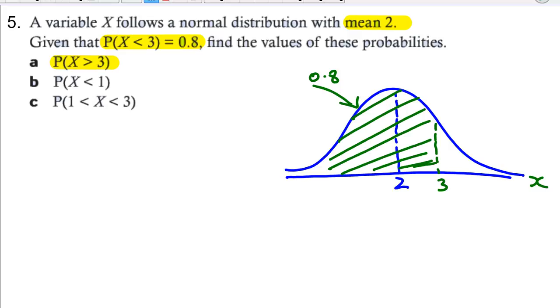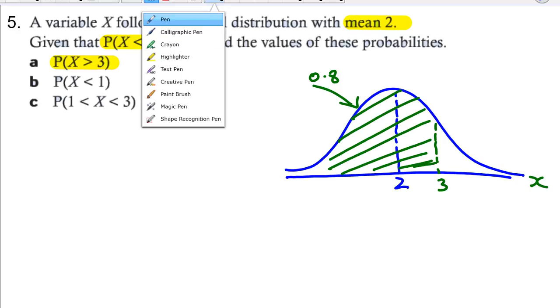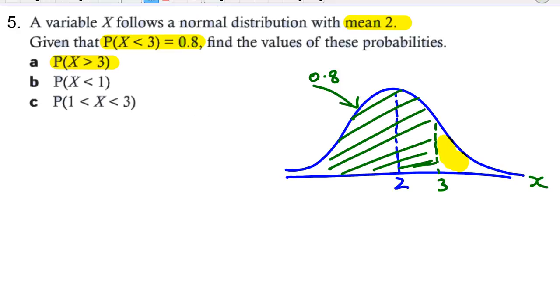All right. So if we want to find the probability that x is greater than 3, if we want to find the other area, which is this area here, we know that the area under a normal curve is equal to 1. So this area will be equal to 1 minus 0.8, which is 0.2. So that gives us the answer for A. Probability that x is greater than 3 will be equal to 0.2.